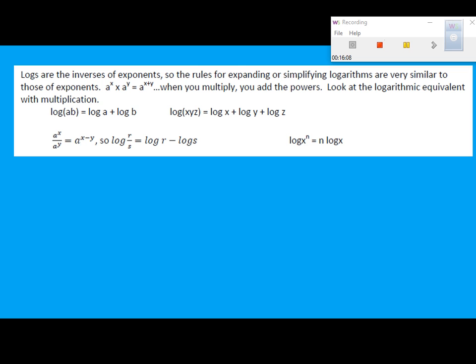Now, more properties of logarithms. Remember, a logarithm is an inverse of an exponential. So, if you think about this, if we had a to the m times a to the n, and I ask you what to do, you would tell me to add those exponents. That's the same thing if we're dealing with a logarithm. If I have a log of a times b, I can expand that using addition. So I got log of a plus the log of b.